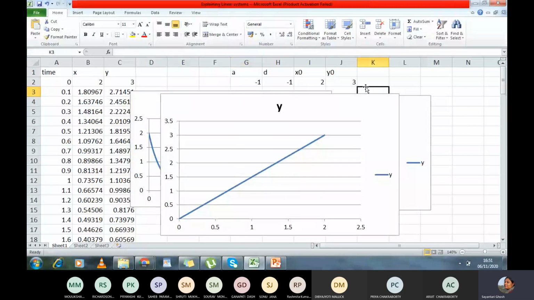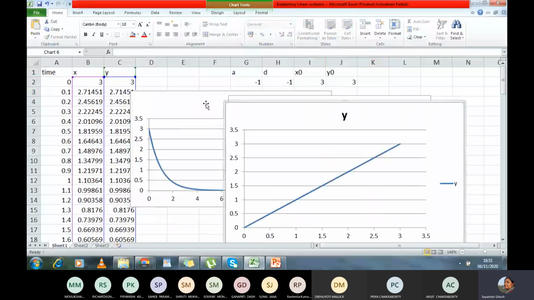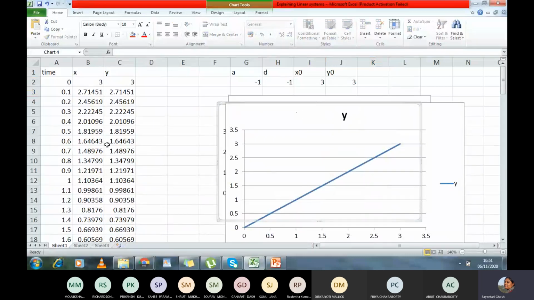Okay, so let me equate X and Y to show you what is happening here. Just check out the table now. My X and Y are the same. I have started from 3, 3, and my A and D are also the same. So you can see that X and Y have the same values as time goes on, right? At time 0.1, X and Y are the same. 0.2, same. 0.3, same. You can track all the way, and X and Y are going to be the same always.